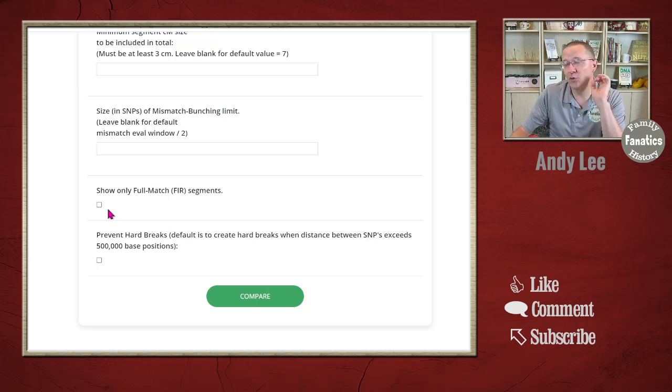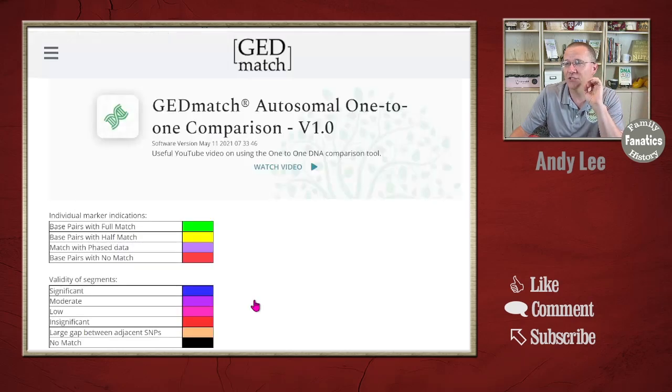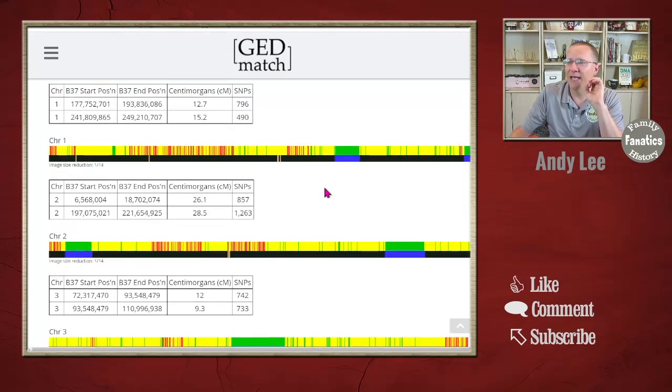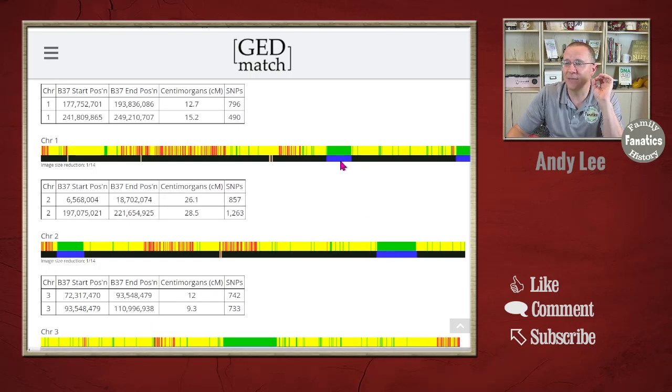If I go back, I can make a couple of changes that are going to change how we view things. I'm talking about my brother, and I want to now click on show only the fully matched segments. So I'm not going to be looking at the half match. I just want to see the fully matched. I compare it again. Now you'll notice that the red, yellow, and green bar is the exact same across the top, but on the bottom, I don't have nearly as many blue bars because this is only looking at the fully matched segments.